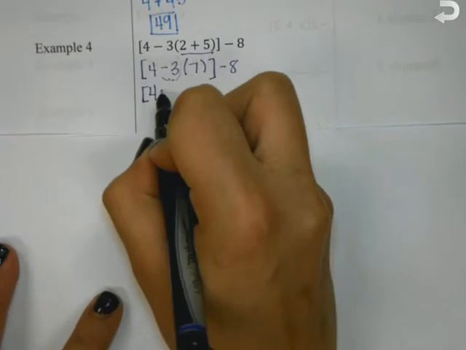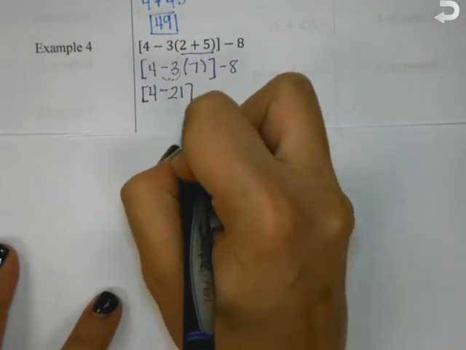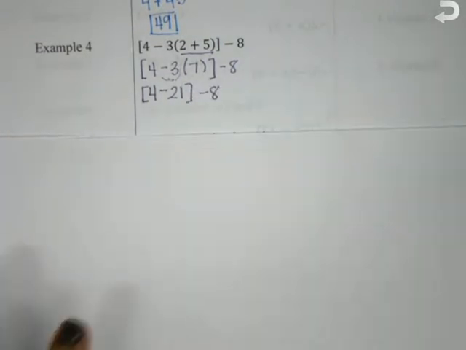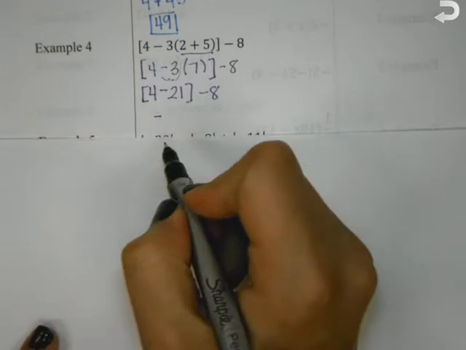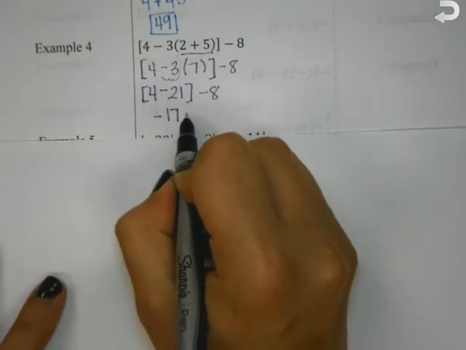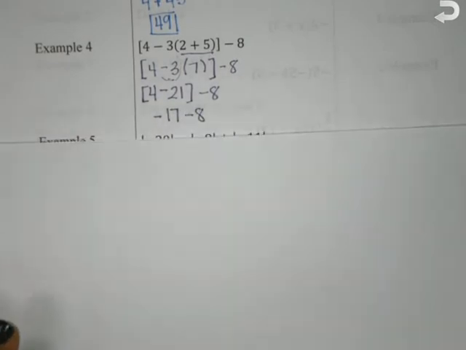Okay, did we simplify the brackets as much as we could? Yeah, so we just have the one thing, 4 minus 21 left. What is 4 minus 21 going to give me? Negative 17, good. Minus 8. Okay, and then negative 17 minus 8, what's that going to give me? Is that a positive or a negative? Good, that's a negative, negative 25.